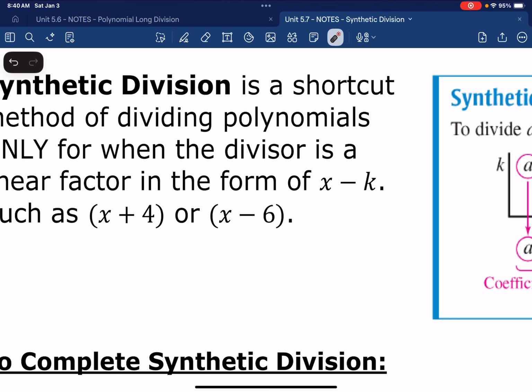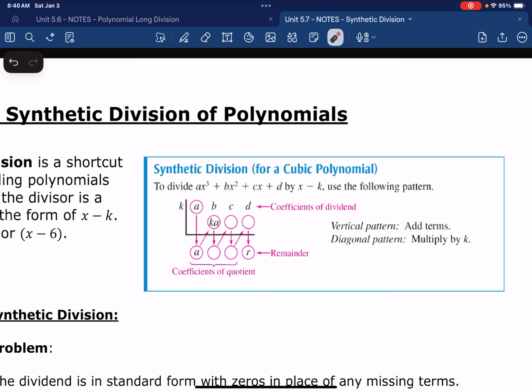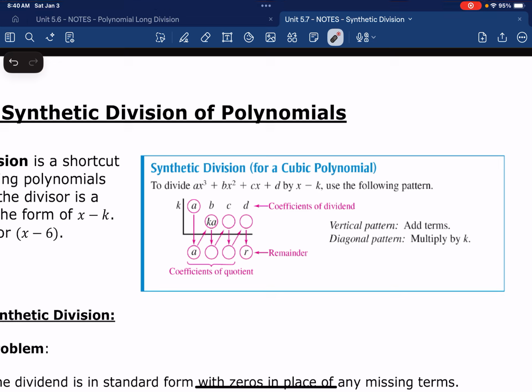Now, I need you to notice this is linear, so x to the first power. It has to be to the first power, and our coefficient of x is the number 1, all right? So the way that you're going to set up synthetic division is you're going to put the k value on the outside, and then you'll draw this little L shape, and you will list the coefficients of all of your terms here across the top.